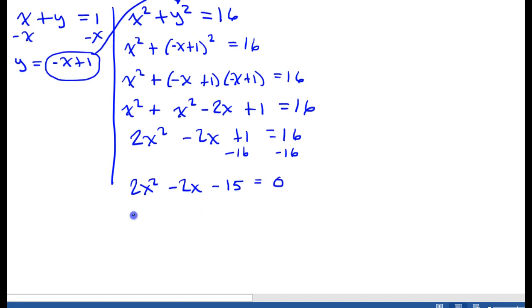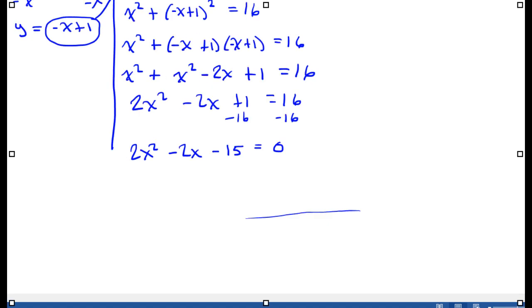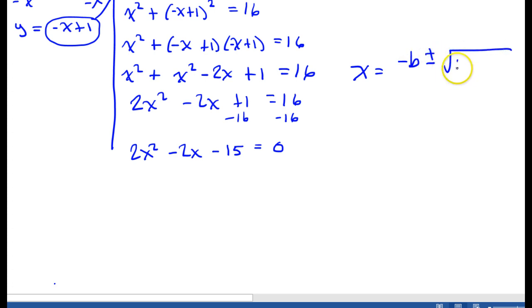I wonder if this is factorable. The last few times I've tried to factor, it was not factorable. This is not factorable either, so I need to use the quadratic formula, which goes like this. X should equal the opposite of b plus or minus the square root of b squared minus 4ac all over 2a.